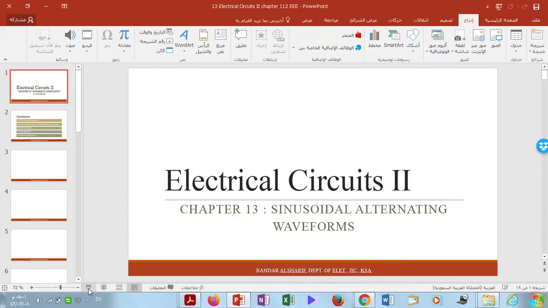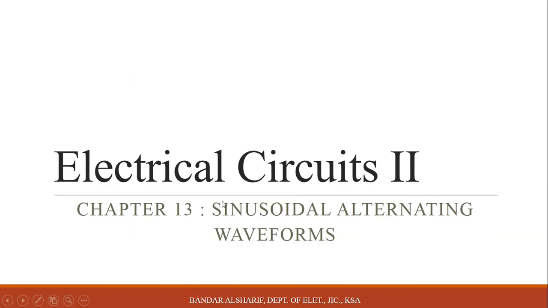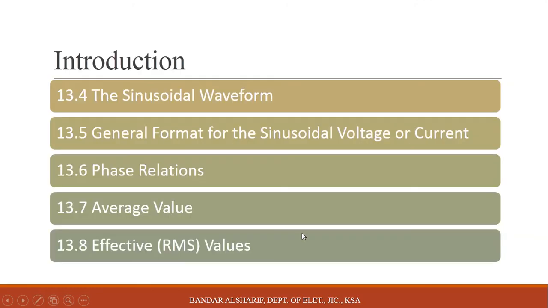Okay, now we'll start chapter 13, which is about the sinusoidal alternating waveform. In this chapter, we'll study 5 sections: 13.4 sinusoidal waveform, 13.5 general format of the sinusoidal voltage or current, 13.6 phase relations, 13.7 average value, and we will conclude this chapter with the effective RMS value.